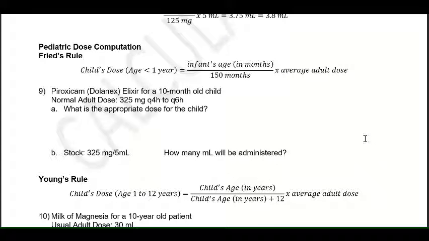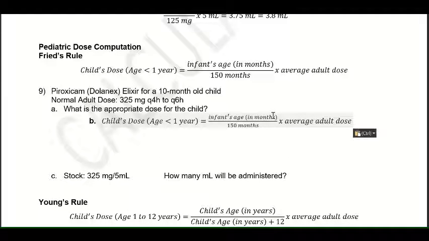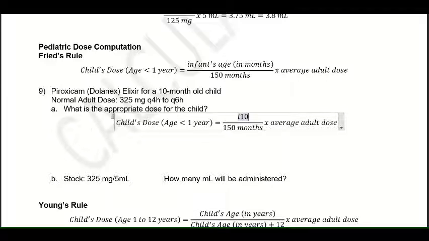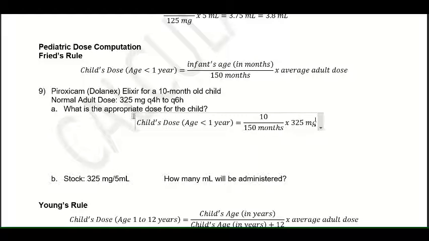Let's have a 10-month-old child, because Freud's rule is supposed to be applicable among patients less than 1 year of age. So what is the appropriate dose for this child? The child's dose, in less than a year, the infant's age in months is 10 months, divided by 150 times 325 milligrams. That would give us a value of 10 divided by 150 times 325.